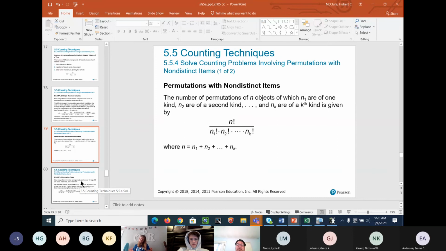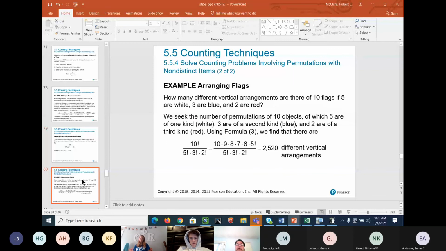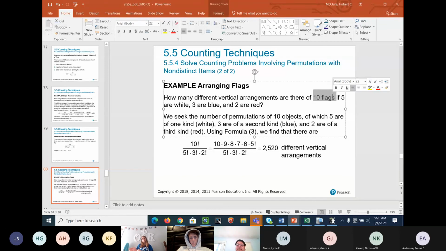These are not hard. You just have to match up the formula with the question. And here's the question. How many different vertical arrangements are there for 10 flags if 5 are white, 3 are blue, and 2 are red?